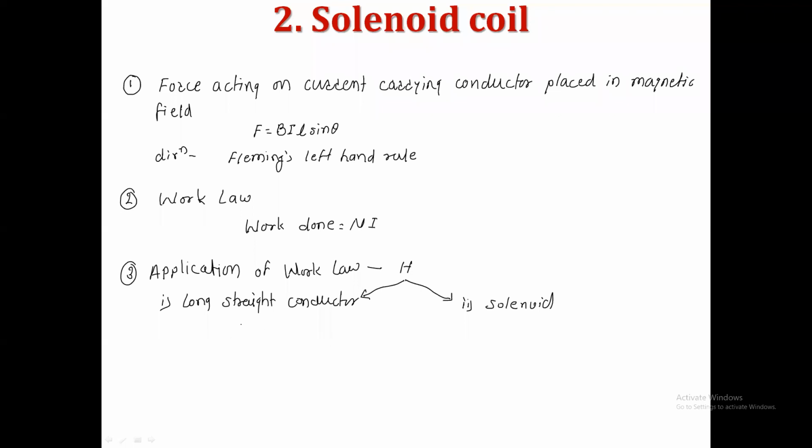So when we try to see the concept of long straight conductor, we got the formula for the magnetic field strength, which is nothing but Ni upon 2 pi r. And in terms of solenoid coil, we got the formula H is equal to Ni upon L. And the unit of this H is nothing but either you can write ampere turn per meter or ampere per meter. These are the points we discussed in the previous session. Is it clear?